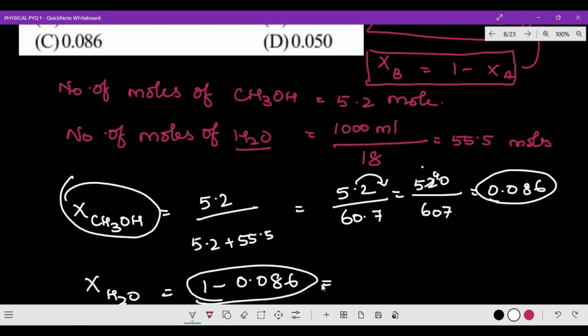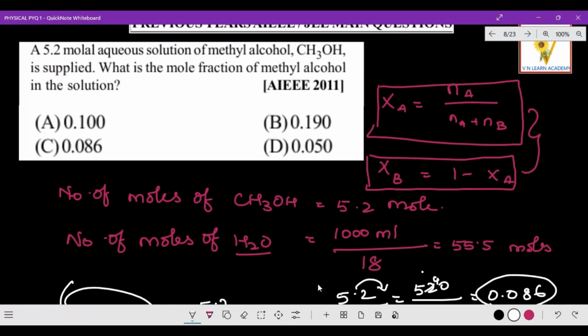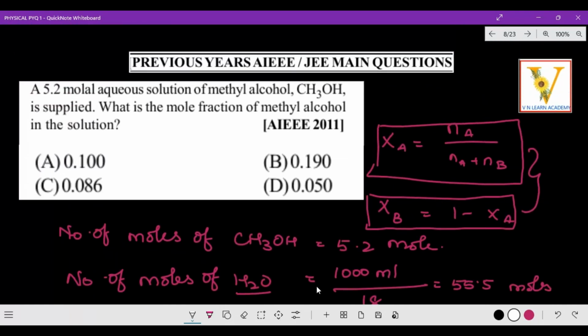Now which is the correct option? They are asking that question, and according to that we will go. So which is the correct option? Option C is the correct option. I hope you got the clarity about all these points. Come on, let's go to the next question.